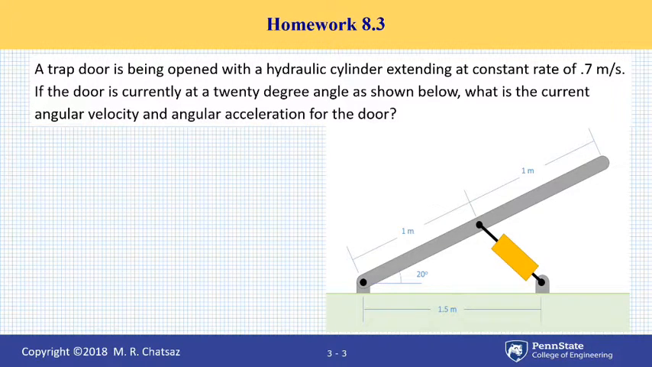Okay, in this problem, we have a trapdoor that is being opened with a hydraulic cylinder extending at a constant rate of 0.7 meters per second. If the door is currently at a 20-degree angle as shown below, what is the current angular velocity and angular acceleration of the door?